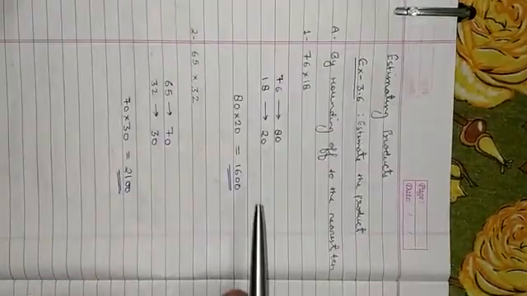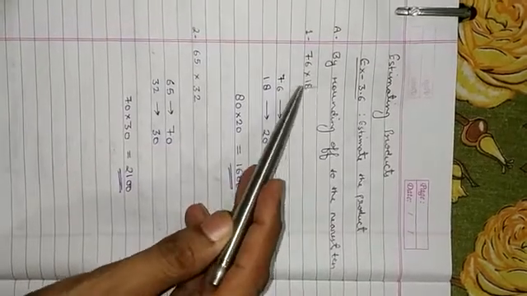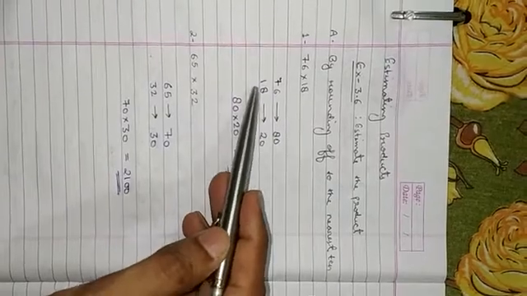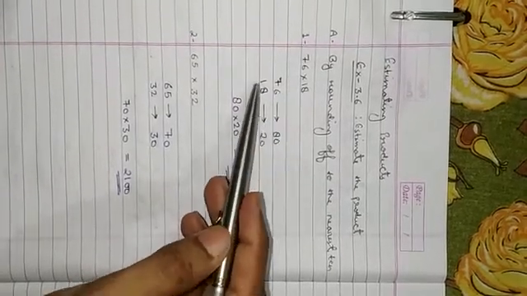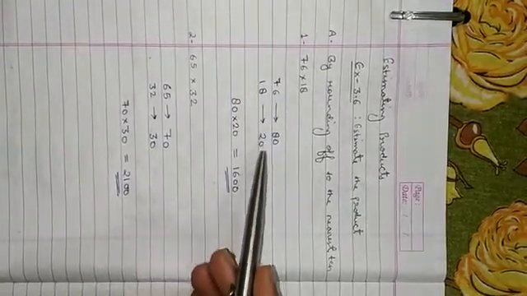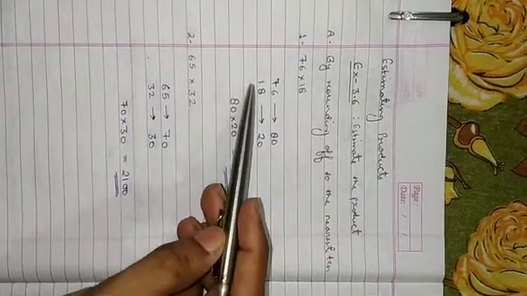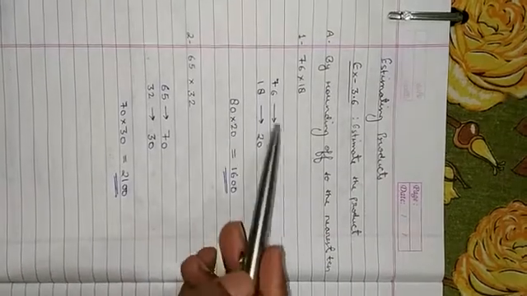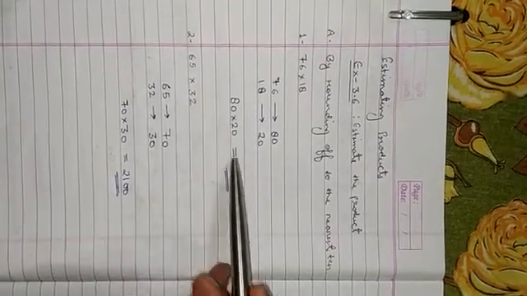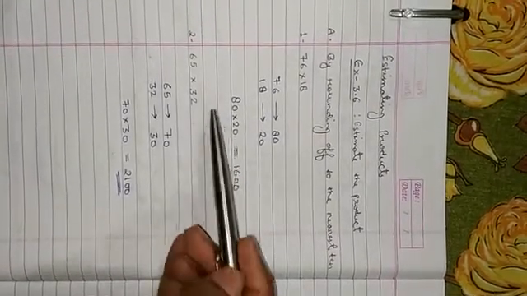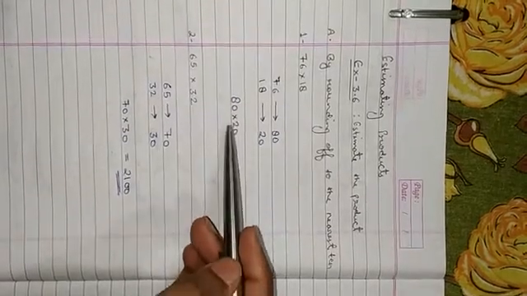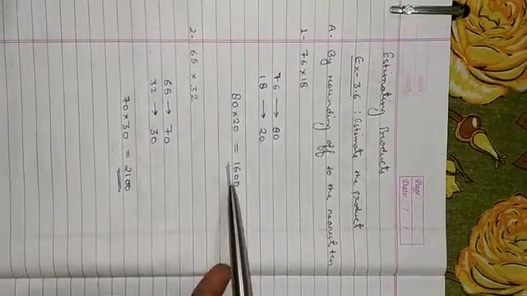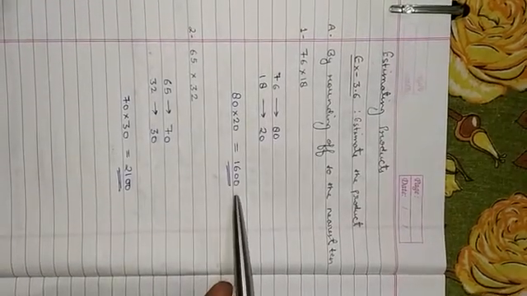Now 18. Here the ones digit is 8, greater than 5, so we have to round off 18 to 20. Okay, the nearest 10 to 18 is 20. When we multiply 80 into 20, we get 1600. We only have to multiply 8 by 2. 8 2s are 16, and there are 2 zeros, so we put 2 zeros after 16.